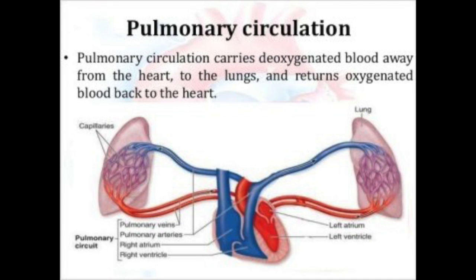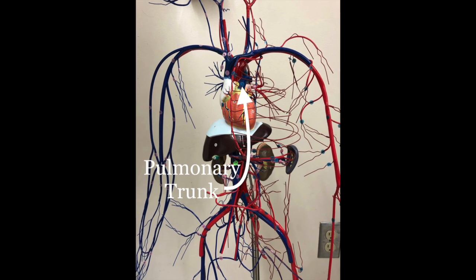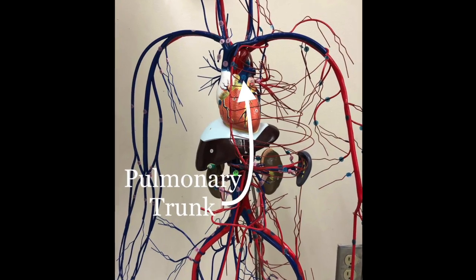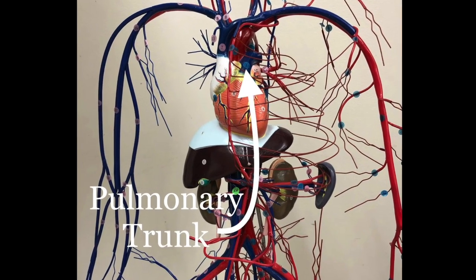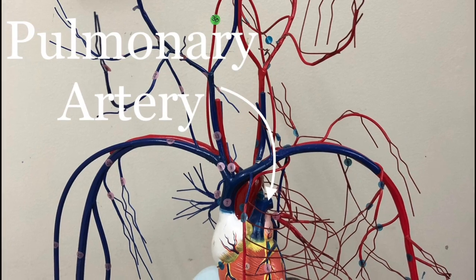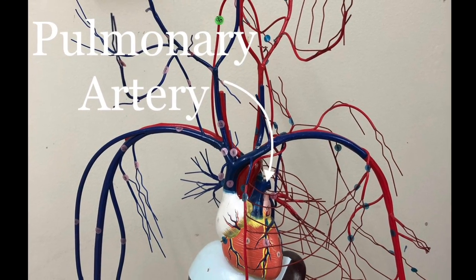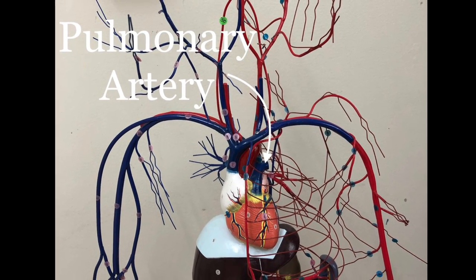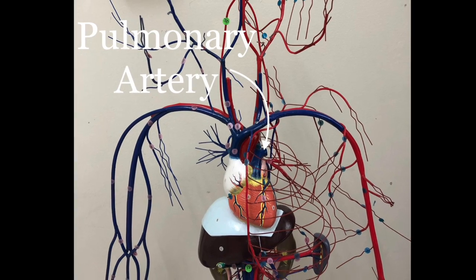And now going into pulmonary circulation. Take note that in the pulmonary circulatory system, arteries are blue and veins are red. The pulmonary trunk carries deoxygenated blood out of the right ventricle. The pulmonary artery, which is a branch from the pulmonary trunk, goes toward the lungs.